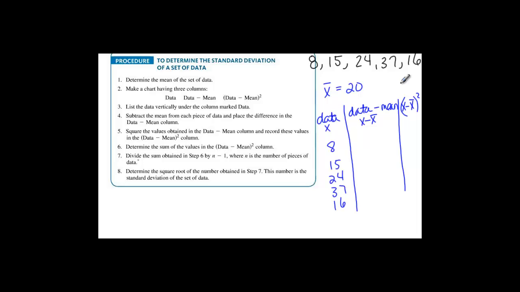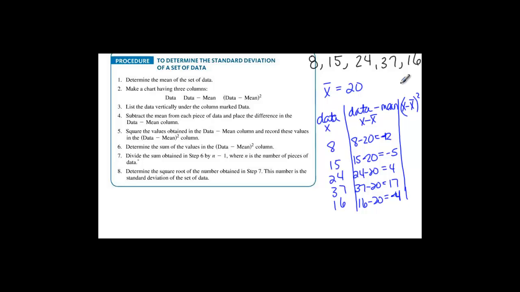The data minus the mean, so each piece of data will subtract the mean, which would be 8 minus 20, so negative 12. 15 minus 20, negative 5. 24 minus 20 would be 4. 37 minus 20, 17. And then 16 minus 20 is negative 4.